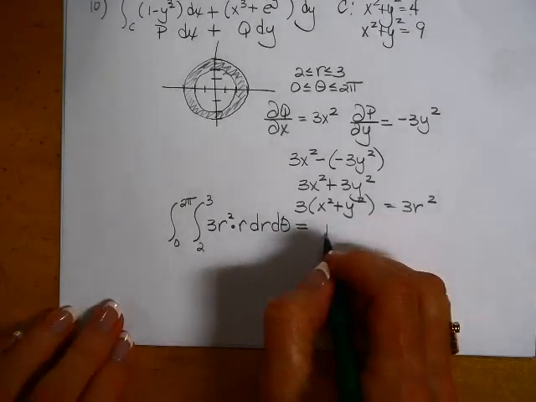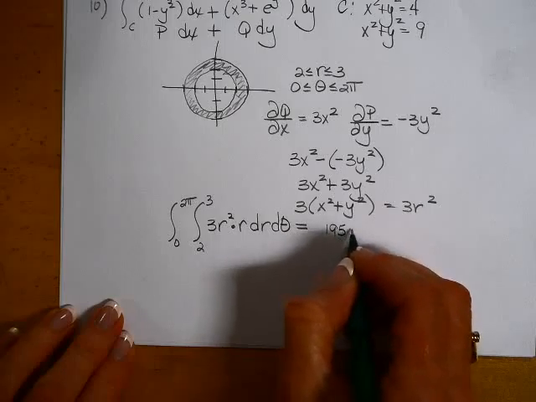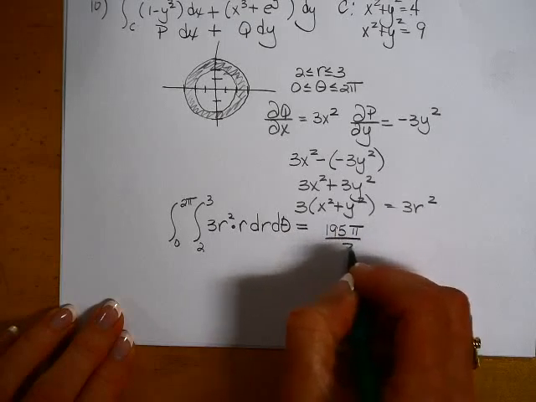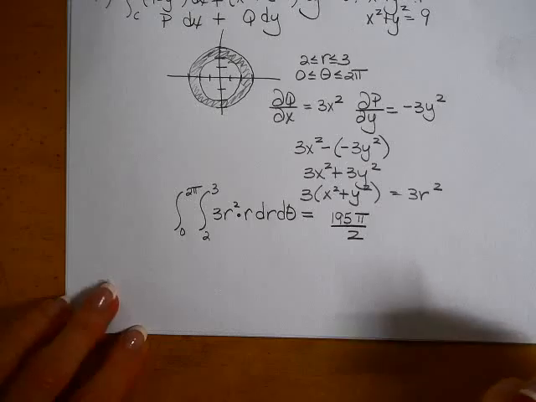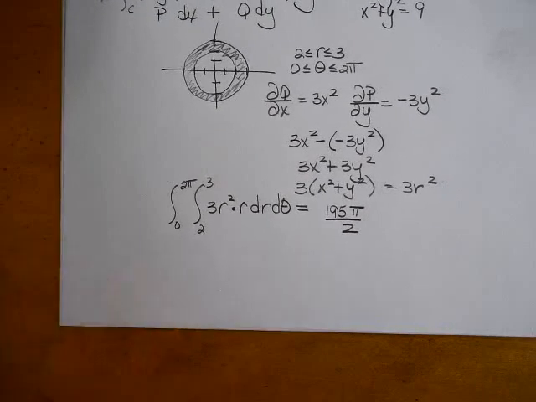Okay. Did you get 195 pi over 2? Oh, even the boys got it this time. Good.